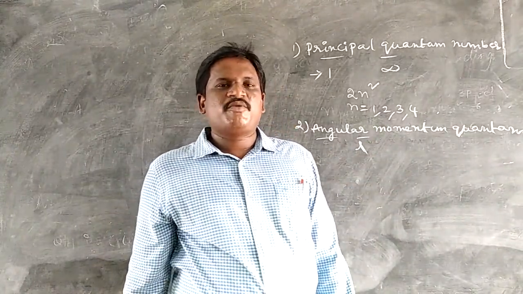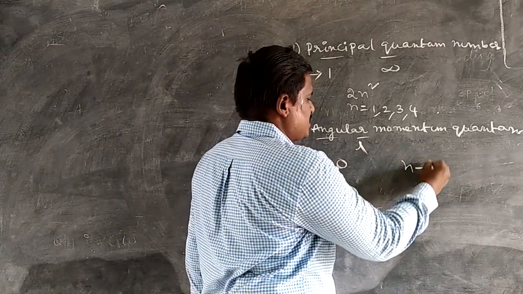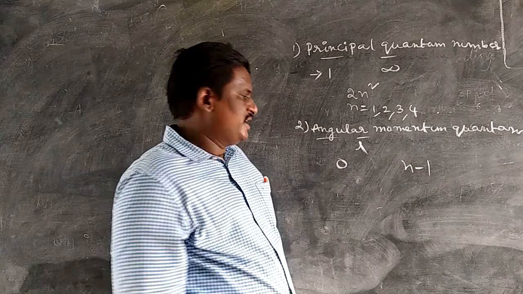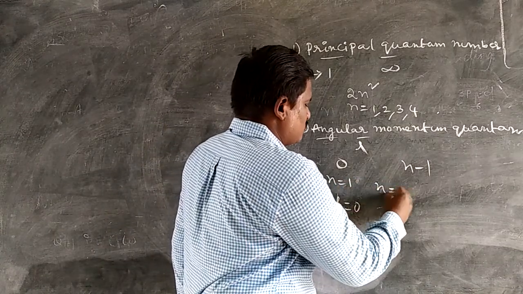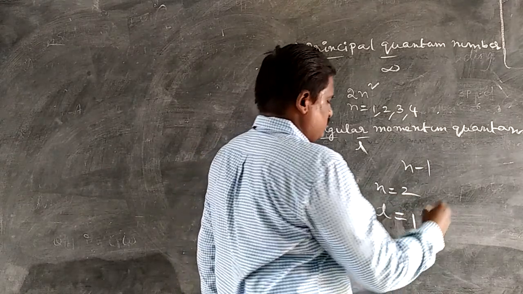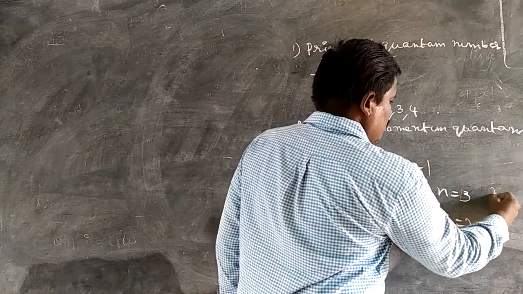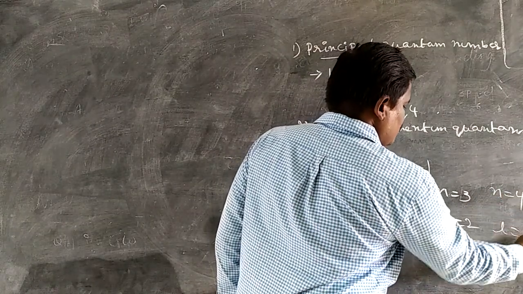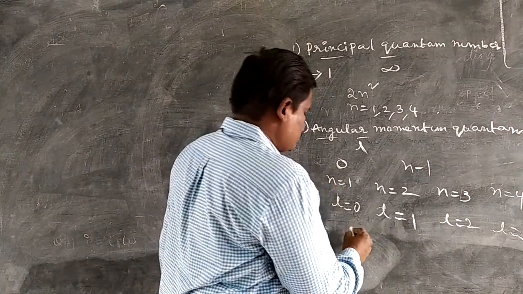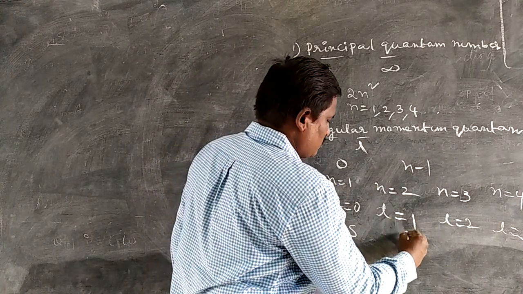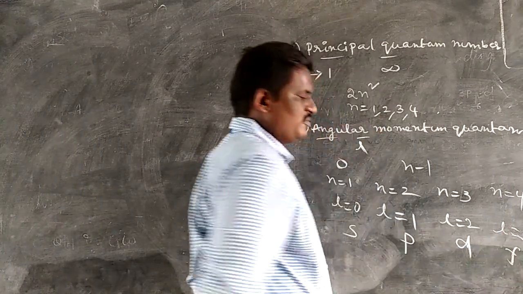This depends upon the n value. The minimum value is 0, and the maximum value is n minus 1. For n equal to 1, l equals 0. For n equal to 2, l equals 1. For n equal to 3, l equals 2. For n equal to 4, l equals 3. So l equal to 0 is the s subshell, l equal to 1 is p, l equal to 2 is d, and l equal to 3 is f.